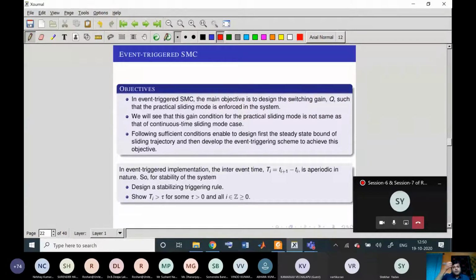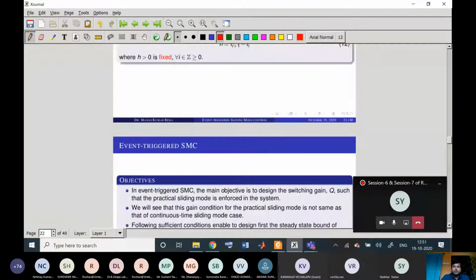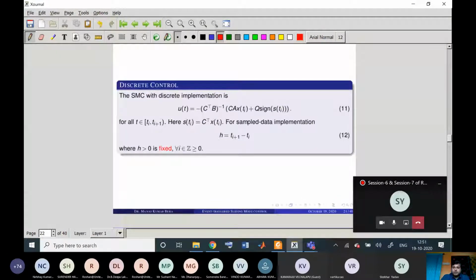So now if we want to implement this control law using event triggered SMC, what is our objective? In event triggered SMC, the main objective is to design the switching gain Q such that the practical sliding mode is enforced in the system. That is a very important notion.